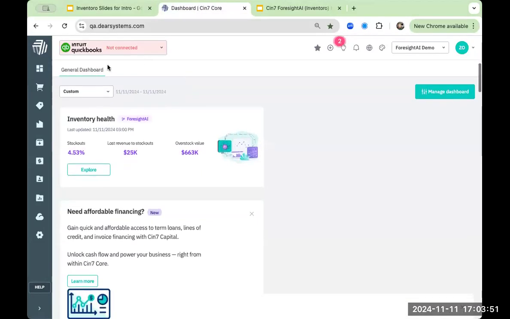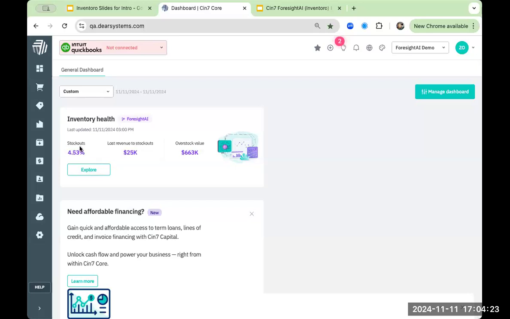So first things first, what you may see on your account is this inventory health report, which we have branded with this purple Foresight AI, showing it is the AI technology. This is essentially what Foresight AI is trying to solve for. What does your inventory health look like? We have our stock out amount in terms of a percentage of our overall products offered, so about 4.5%. Directly correlated to that number, we have the lost revenue to stockouts, and that's 25K, and that's monthly, so something to pay attention to.